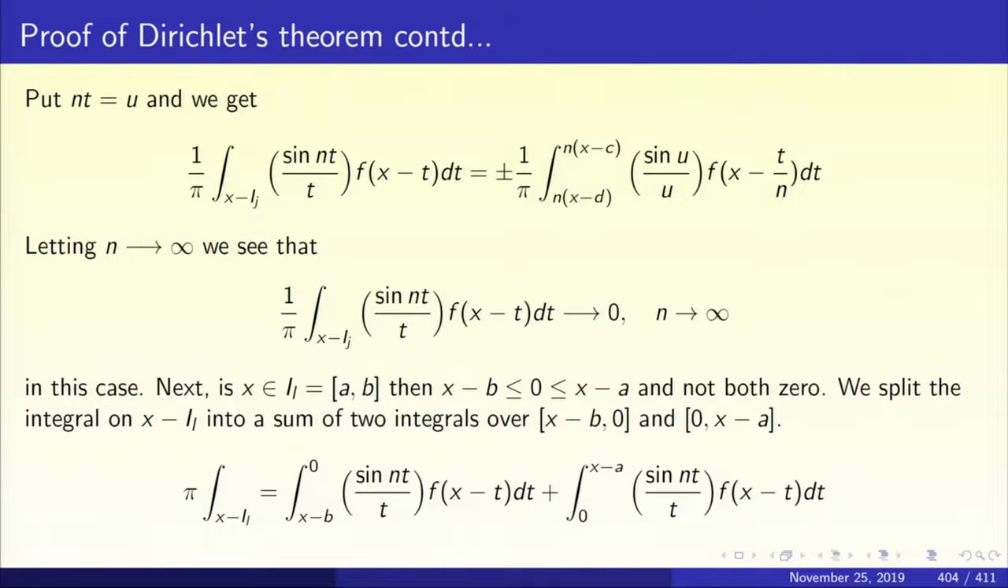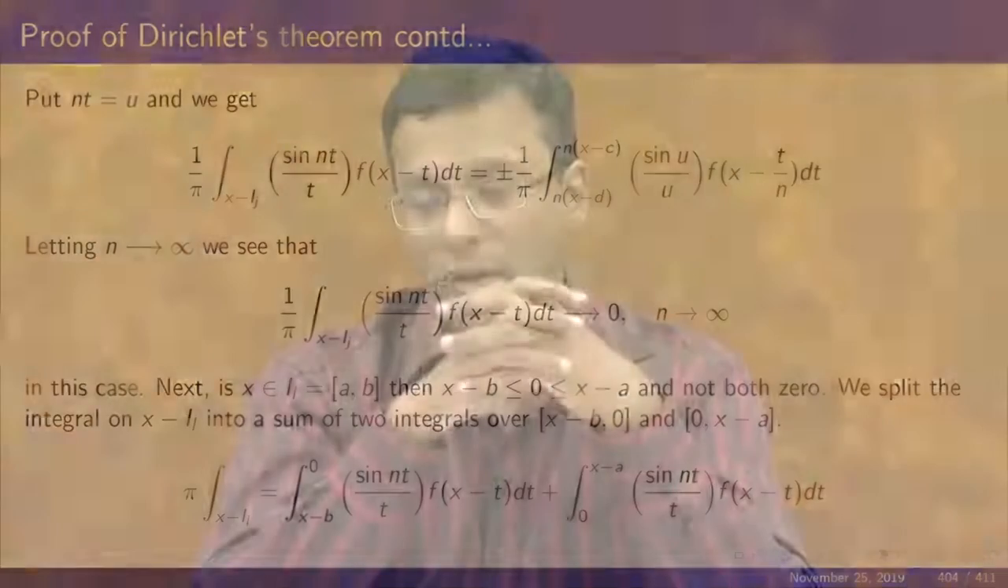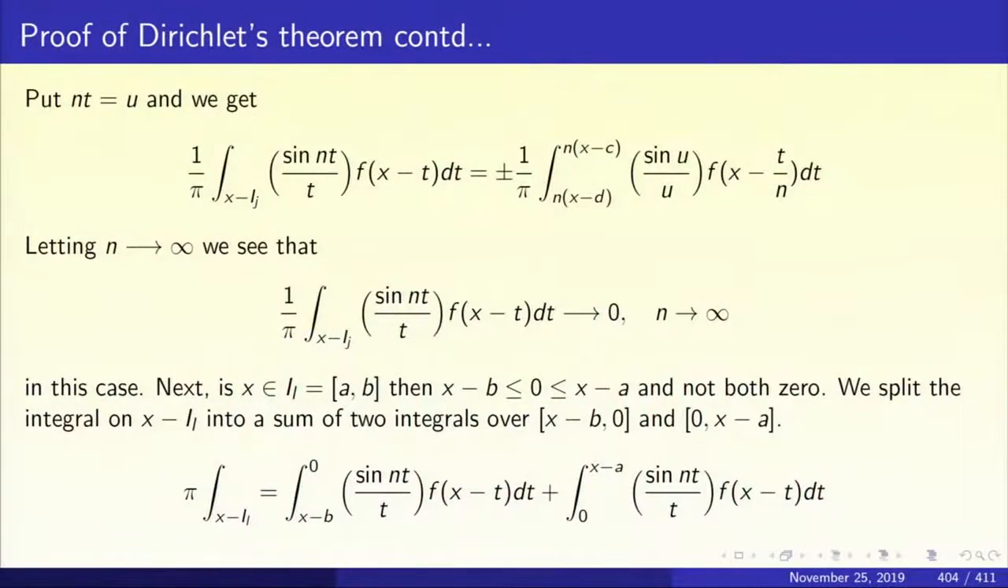I have put nt equal to u, the integral becomes plus minus 1 upon pi integral from n into x minus d to n into x minus c of sin u by u f of x minus u upon n du. Now integral of sin u by u is convergent, and x minus c and x minus d are both, say, positive constants. So n times x minus c and n times x minus d have gone far away, and so by Cauchy's criterion this limit must be 0. So this limit is 0. Please think about this if you are not clear about this.